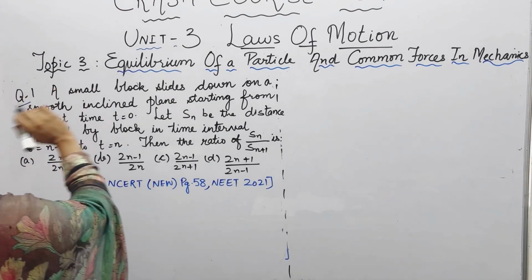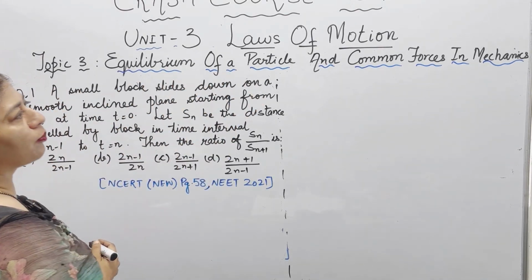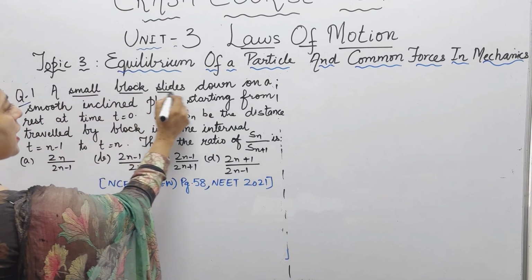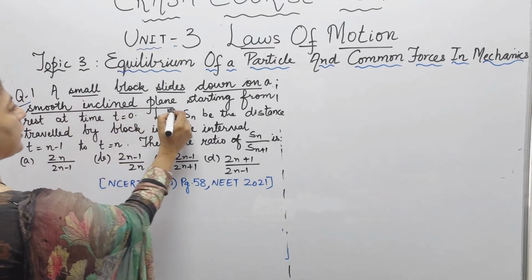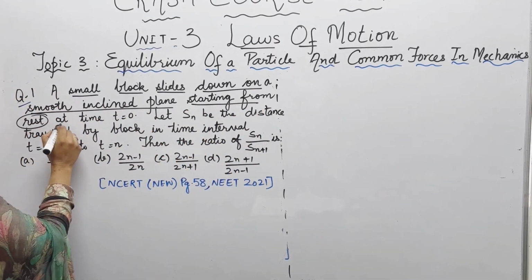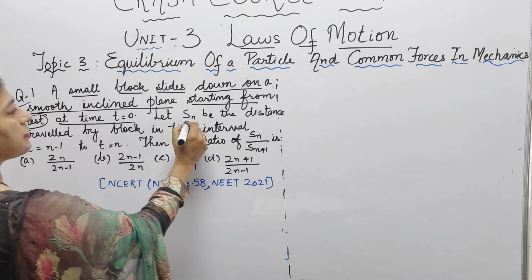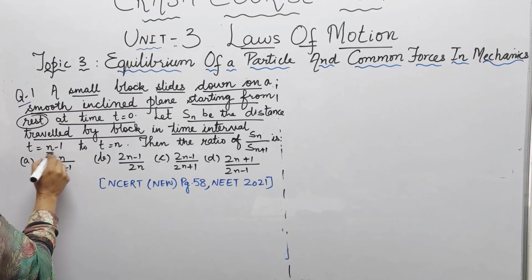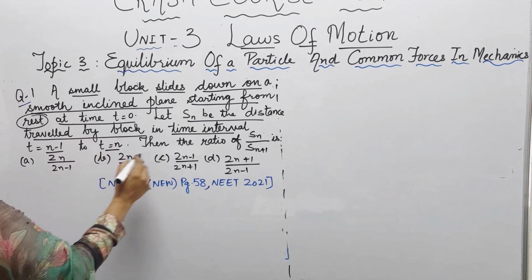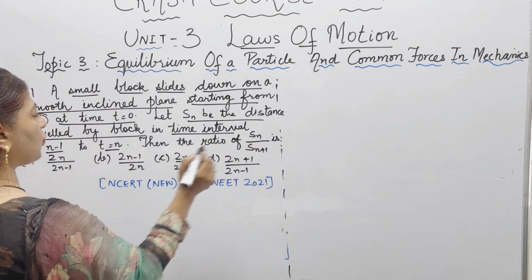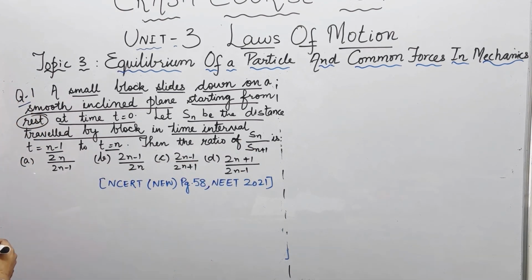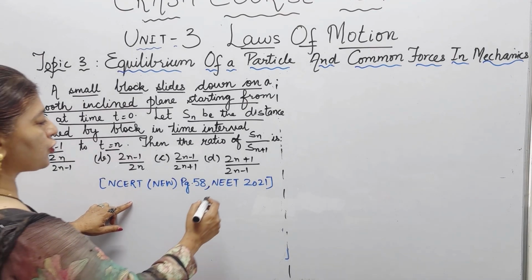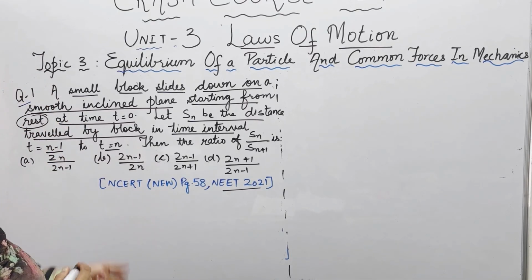Now we have taken the topic number 3, equilibrium of a particle and common forces in mechanics. In that, the first question is, a small block slides down on a smooth inclined plane starting from rest at time t equal to 0. Let Sn be the distance traveled by the block in time interval t equal to n minus 1 to t equal to n. Then the ratio of Sn to Sn plus 1 is, these are the options that have been given, and this question has come in the NEET 2021, and it is on page number 58 of NCERT new.